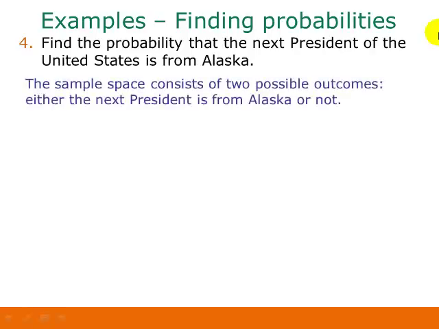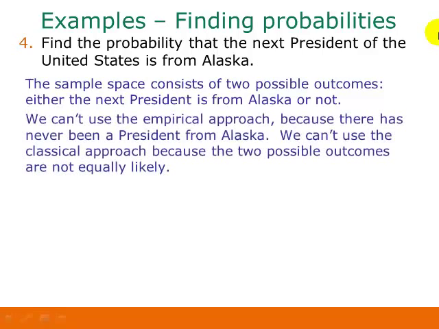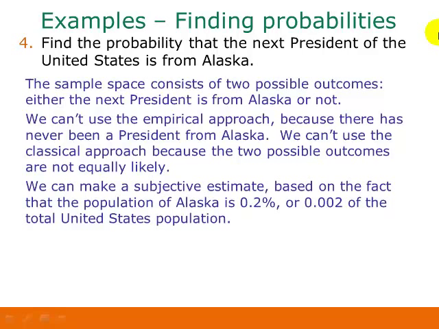So in this one, our sample space consists of two possible outcomes. Either the next president is from Alaska or not. We can't use the empirical approach in this one because there has never been a president from Alaska. We can't use the classical approach because our two possible outcomes are not equally likely. So the only one left is to find a subjective probability.